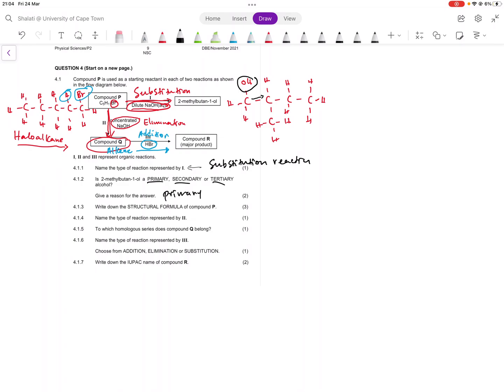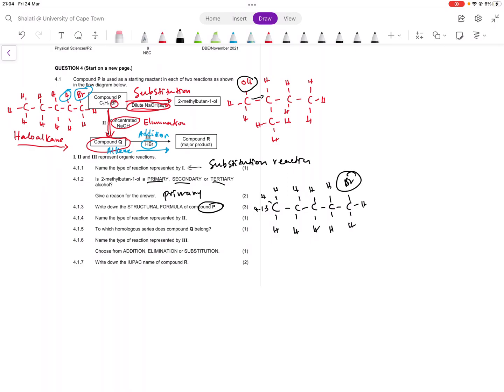Okay, so write down the structural formula of compound P. We already worked it out, so now you just follow 1 2 3 4 5. So this is 4.1.3. First carbon, 3 hydrogens. Second carbon, 2 hydrogens. Third carbon, 2 hydrogens. Fourth carbon, fifth carbon. So that is the structure.